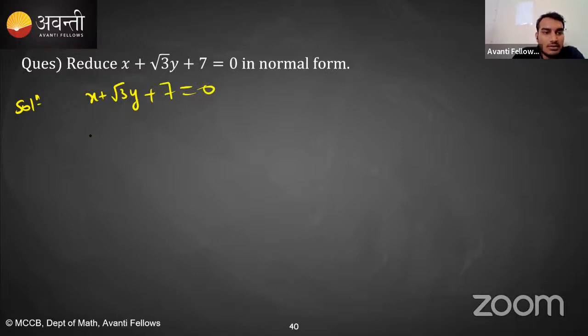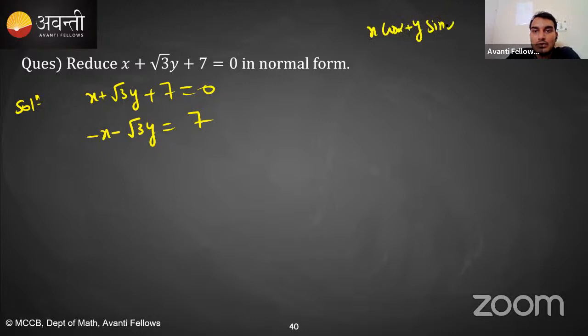First of all, it means minus x minus root 3y कितना है? 7 है ना? हमें इस RHS में जो constant आएगा, we have to make it positive, because क्या आता है? x cos alpha plus y sin alpha is equal to p. So this p is greater than 0.